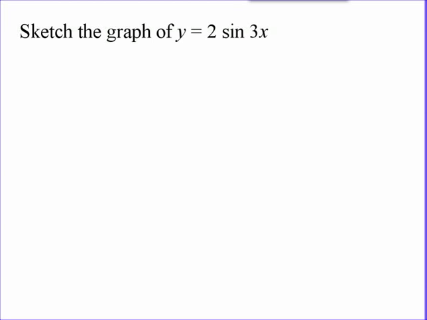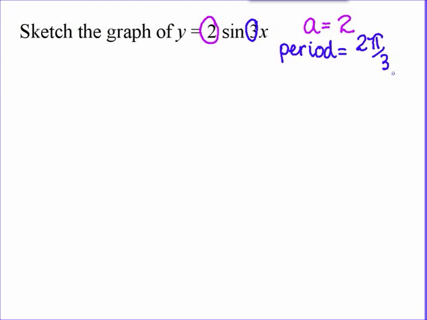So let's review a little bit. What's the amplitude in this graph going to be? 2. The amplitude is 2. Good. The reason why it's 2 is because that's the number in front. Okay. What is B? B is 3. So to find the period, I'm going to take 2 pi divided by 3. So the new period of the graph is now 2/3 pi as opposed to 2 pi.